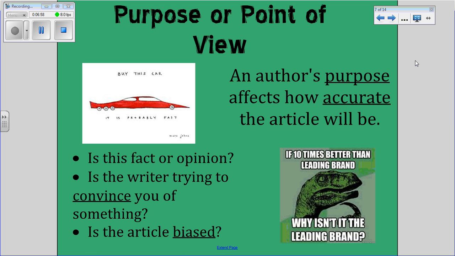Now, this is not to say that all persuasive pieces are inaccurate. I don't mean to say that if someone is trying to persuade you of something that they're automatically wrong. But you do need to be able to use your critical thinking skills to decide what is really true and what is the author's opinion that he or she is trying to convince you is absolute truth.